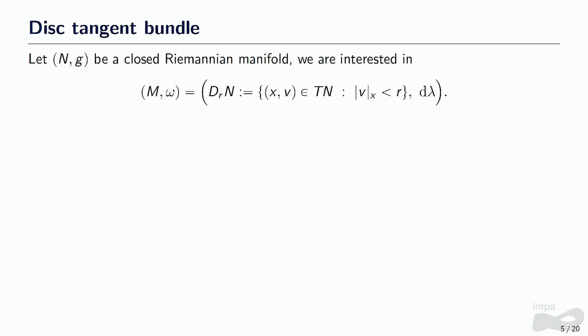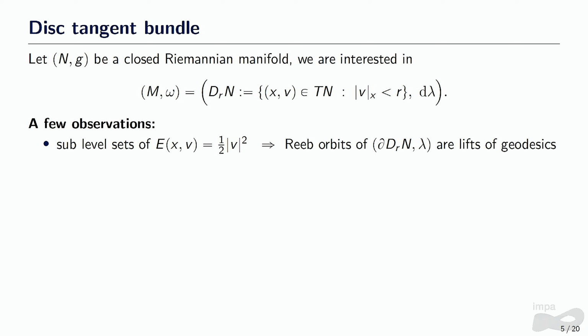Okay, so a few observations on why this is an interesting class of symplectic manifolds. First of all, disk tangent bundles are sublevel sets of the kinetic Hamiltonian. The kinetic Hamiltonian generates geodesic flow, which means the Reeb orbits in the boundary of the symplectic manifold are actually lifts of geodesics. So we expect a relation to Riemannian geometry for this class of symplectic manifolds.